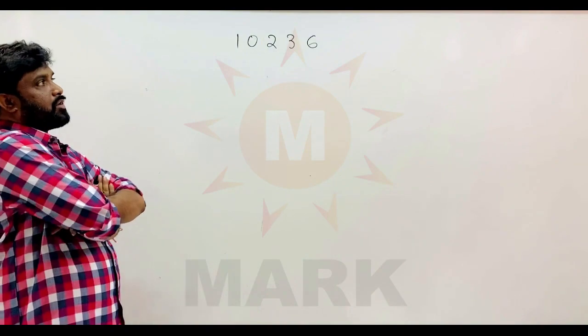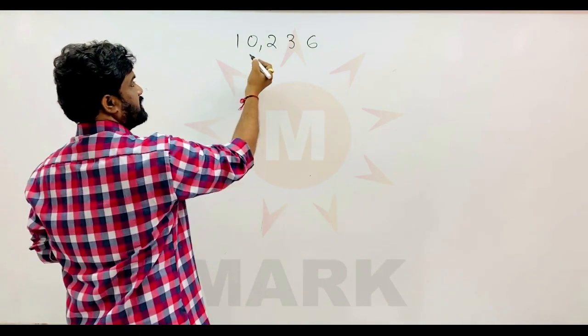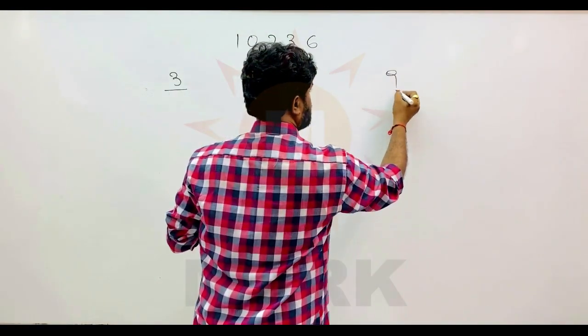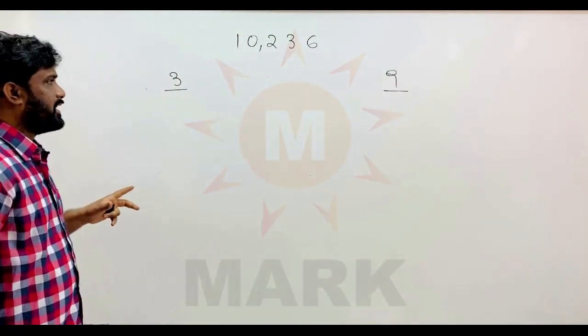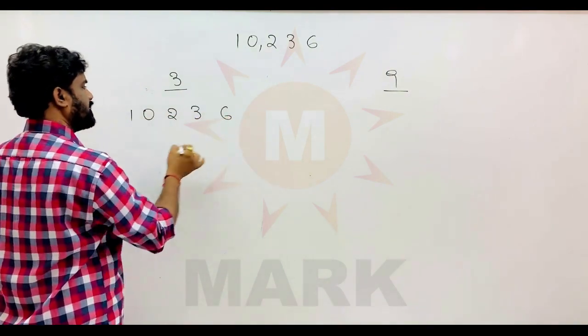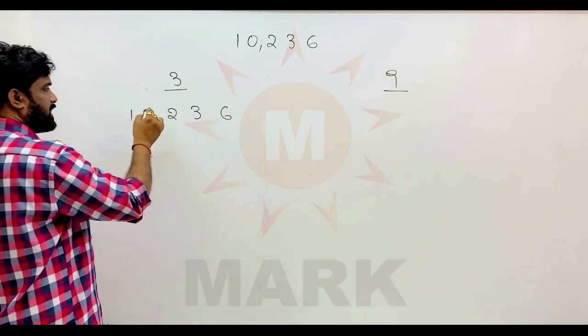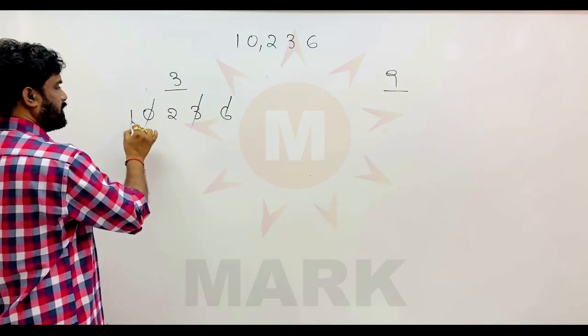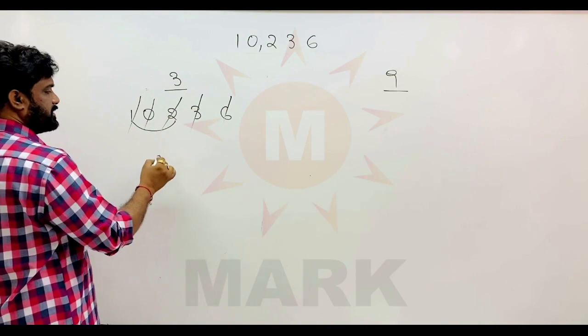Friends, I have taken the number 10236. Let us see whether it is divisible by 3 and by 9 or not. My dear friends, clearly here, 10236. So I am using the cancellation method. First I am striking off zeros, then I can strike 3, then I can strike 6, then 1 plus 2 gives 3. So that means this is divisible by 3.